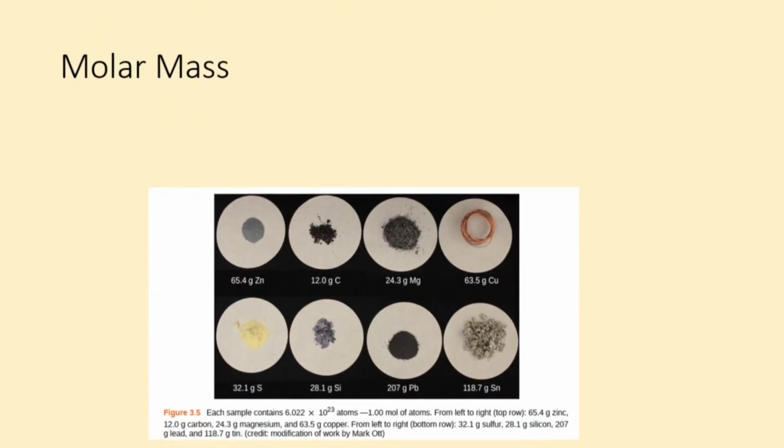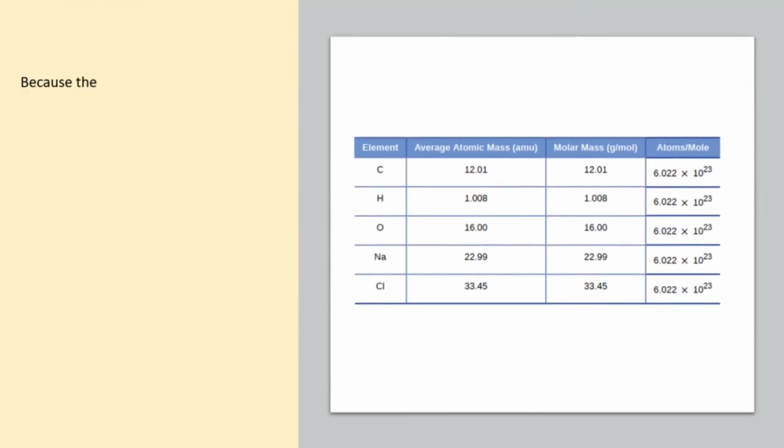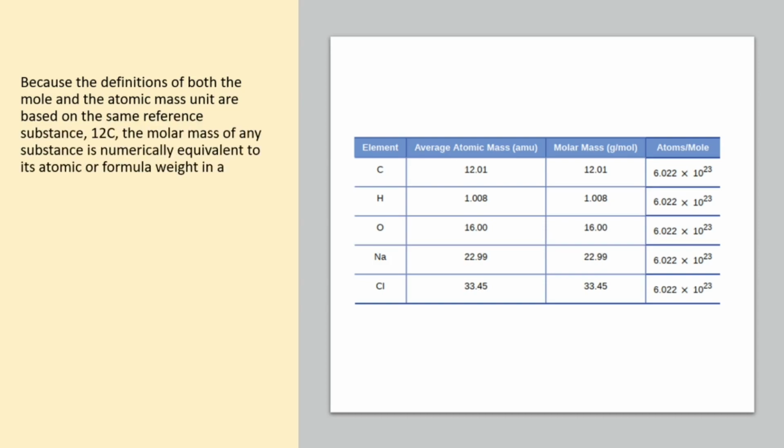The molar mass of an element or compound is the mass in grams of 1 mole of that substance, a property expressed in units of grams per mole, g/mol, see figure 3.5. Because the definitions of both the mole and the atomic mass unit are based on the same reference substance, 12C, the molar mass of any substance is numerically equivalent to its atomic or formula weight in amu.